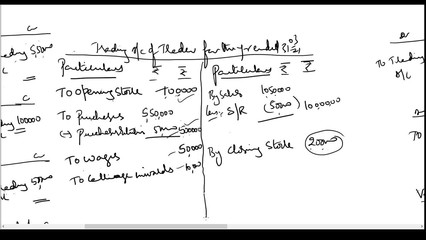Now I'll arrive at the gross profit for the year. How will I arrive? I'll totally credit the trading account. 10 lakh was the amount, I think. Have I put sufficient number of zeros? Yes. 10 lakh plus 2 lakh, 12 lakhs is the total of the credit side.